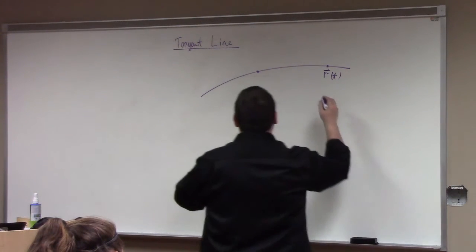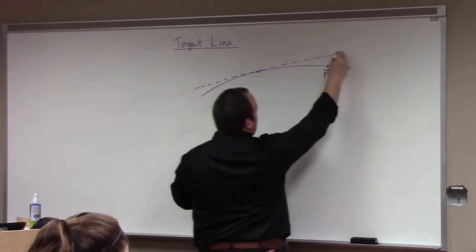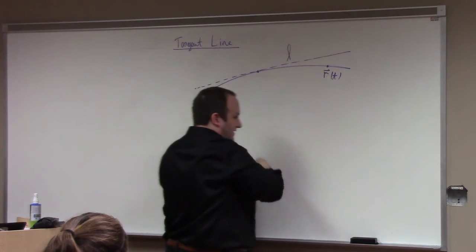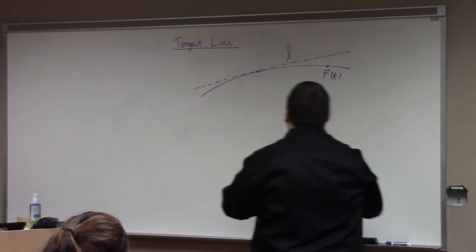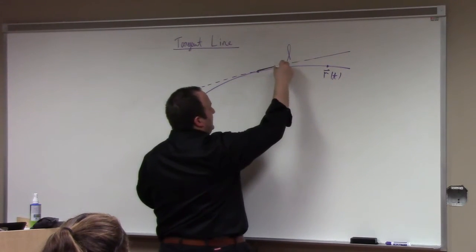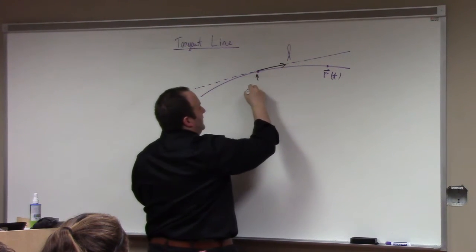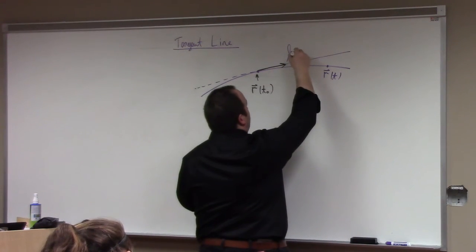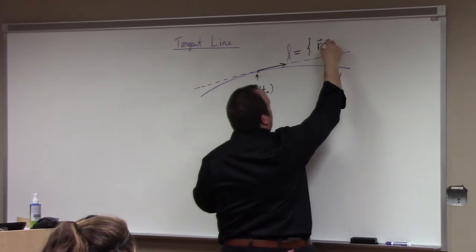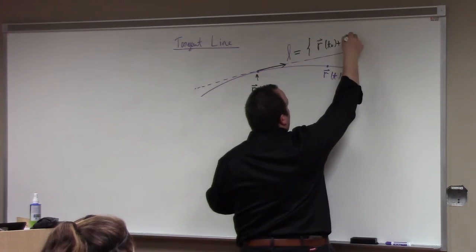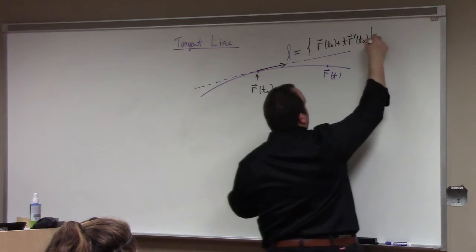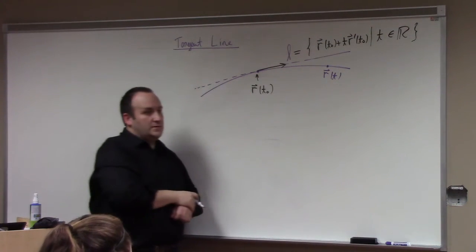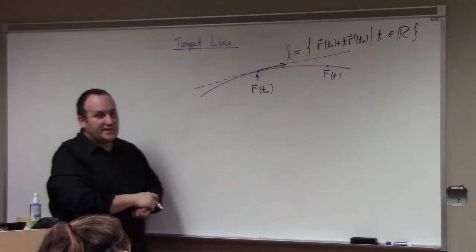So the tangent line would be this, right? And so geometrically it's that. The direction of the tangent line is simply, by definition, the velocity vector. Let's suppose that this point here is r of time t naught. So L should be something like r of t naught plus t times r prime of t naught, such that t is a real number. That's the tangent line as a point set.